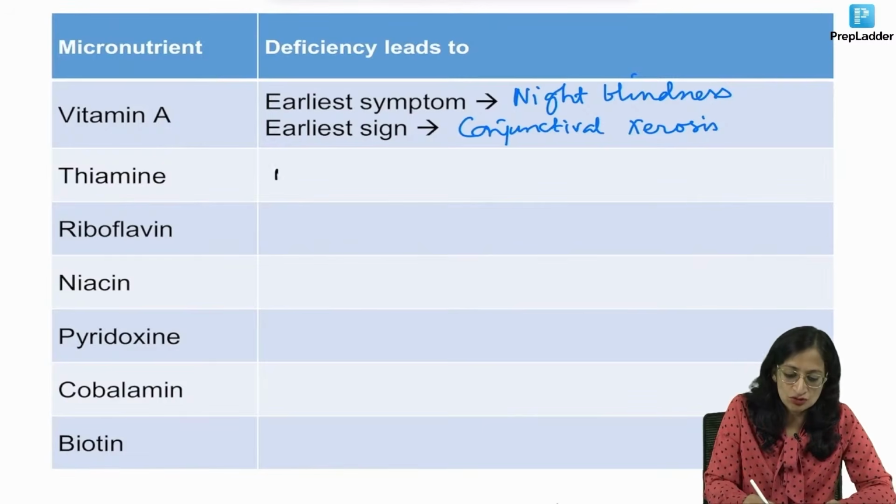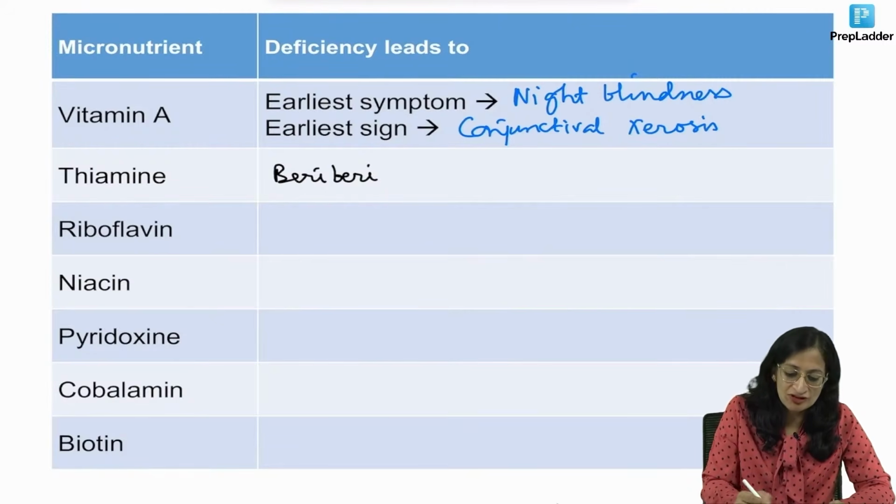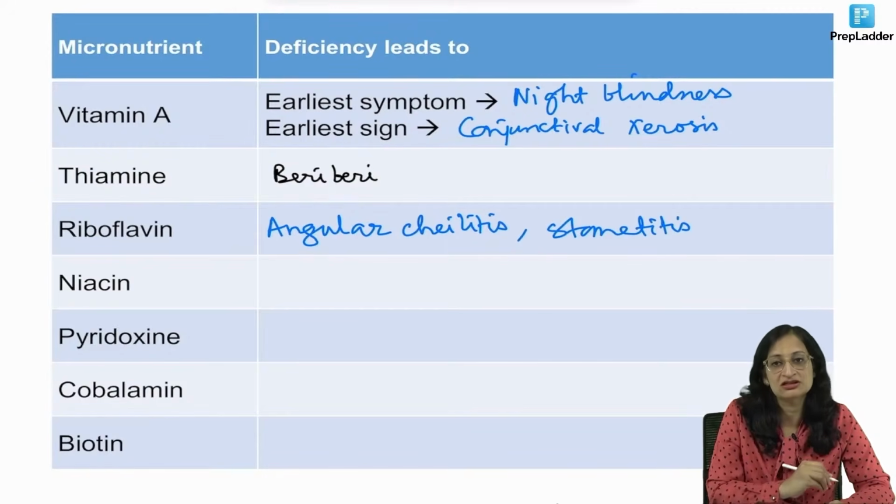Thiamine deficiency we know causes beriberi, which can be wet beriberi, which has features of heart failure, edema, dry beriberi, which has neurological features. Riboflavin deficiency will cause angular cheilitis, right? Angular cheilitis, stomatitis, oral ulcers, aphthous ulcers, and so on, right? It can also cause some conjunctival abnormalities as well.